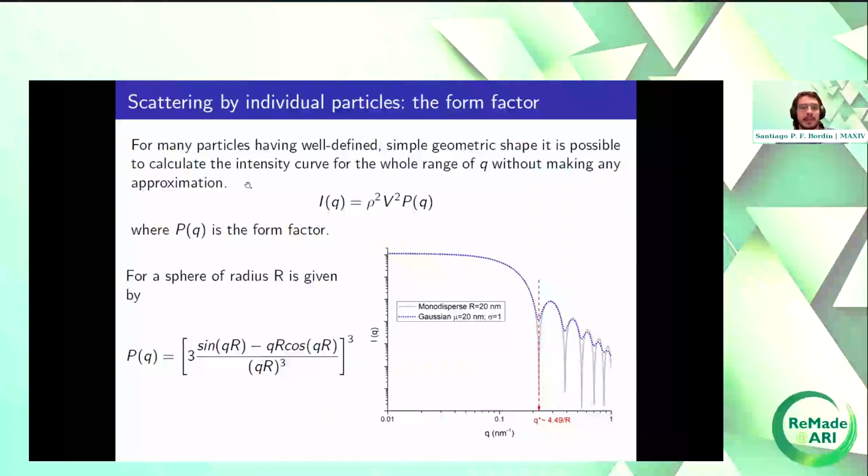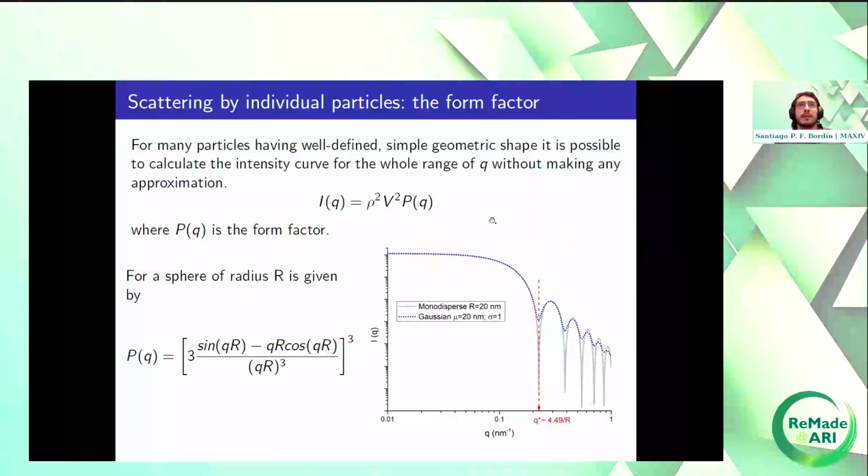Let's start with the simplest case, a diluted system of monoparticles. We can express our scattering intensity with this expression, which takes into account the contrast between the scattering intensity of our particle and the solution, the volume occupied by our sample, and then this function. This function is called the form factor, which is related to the geometry of our particle.